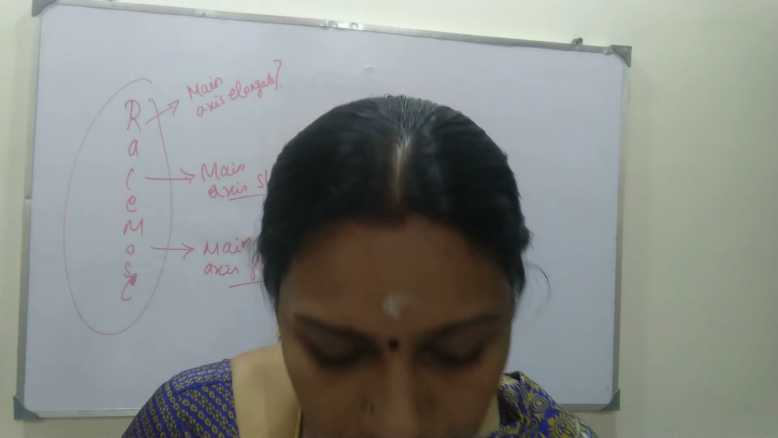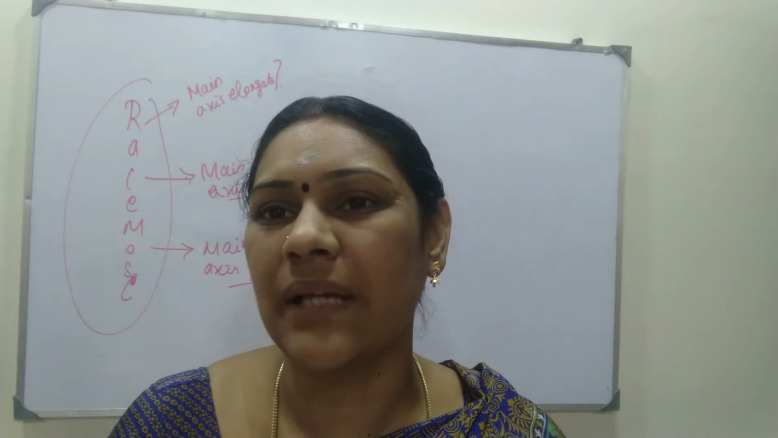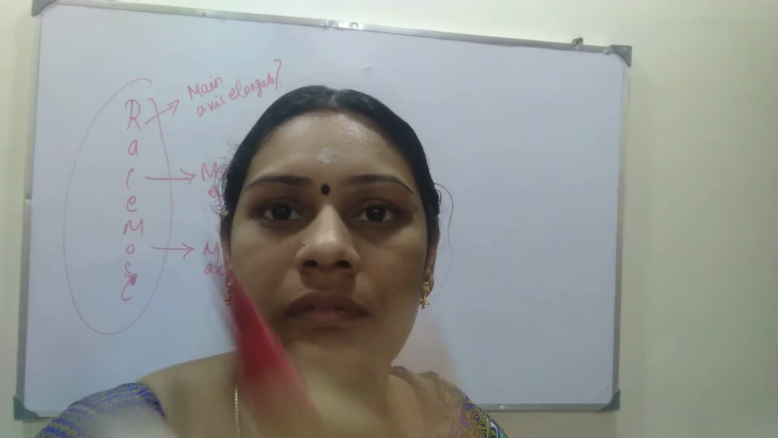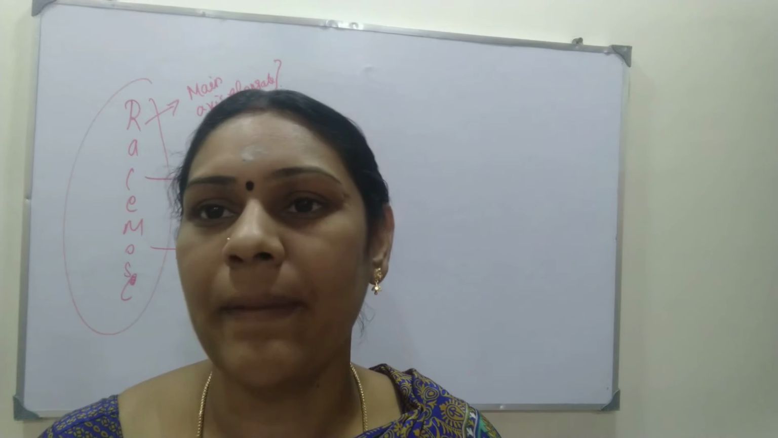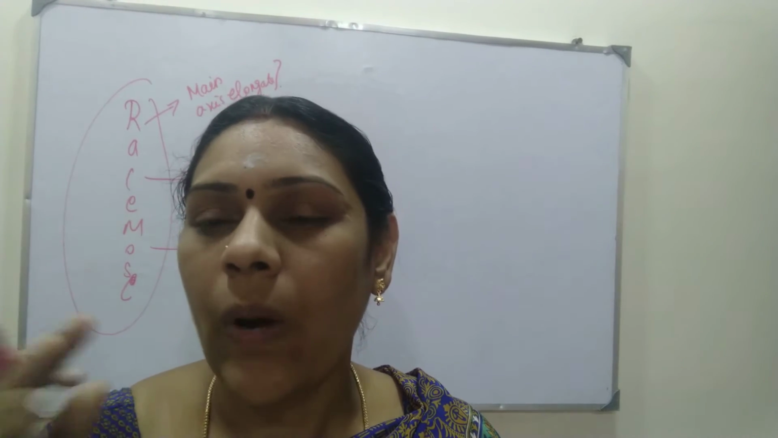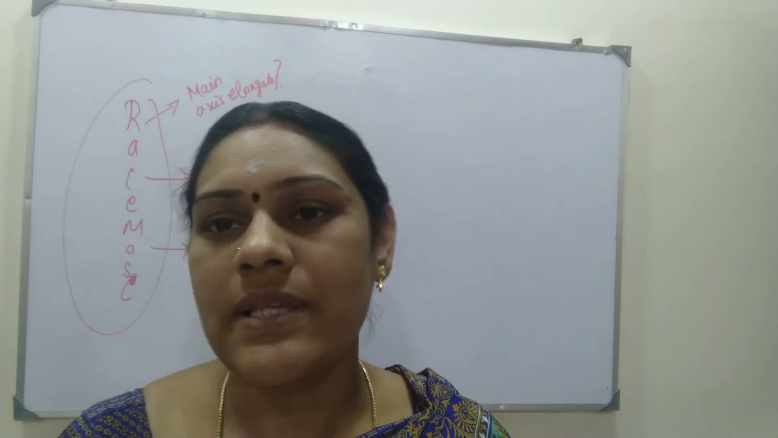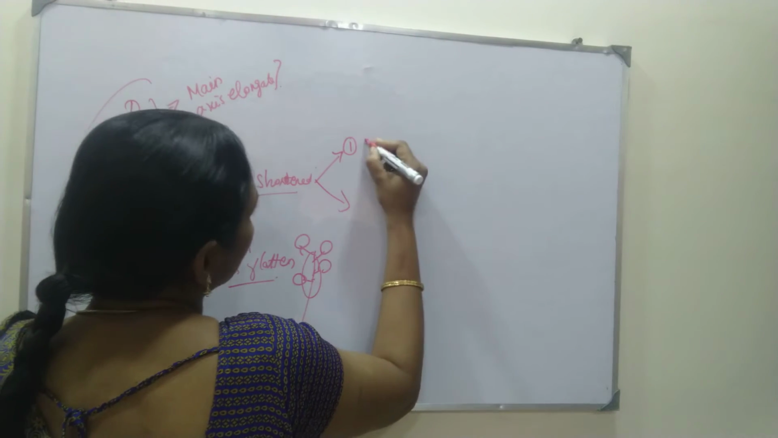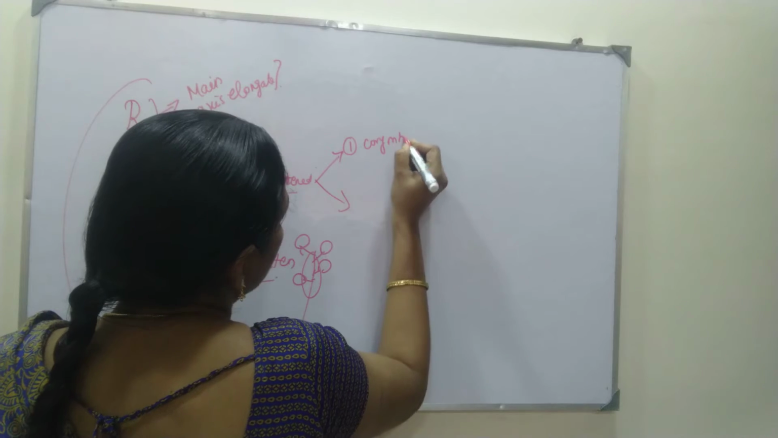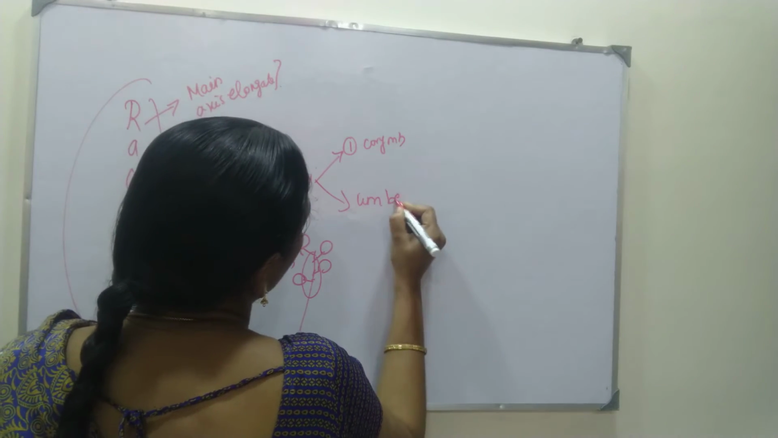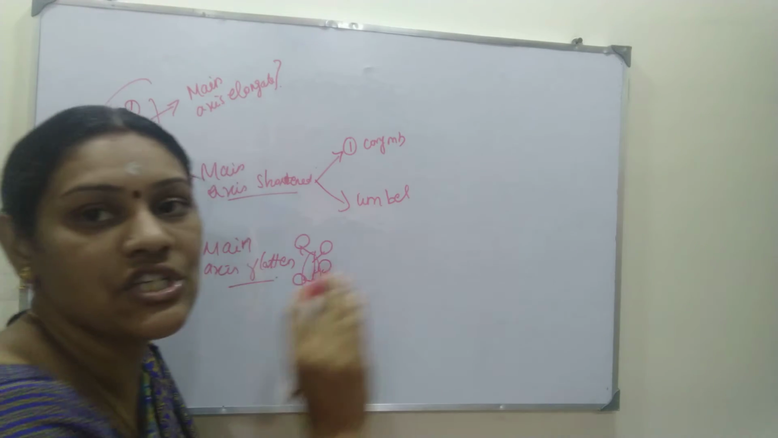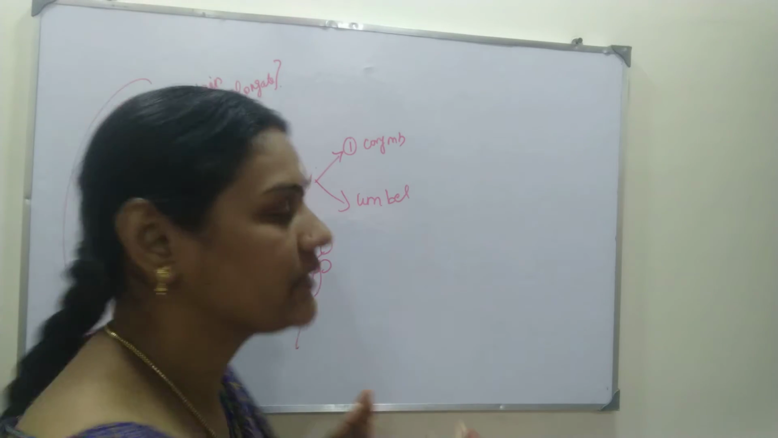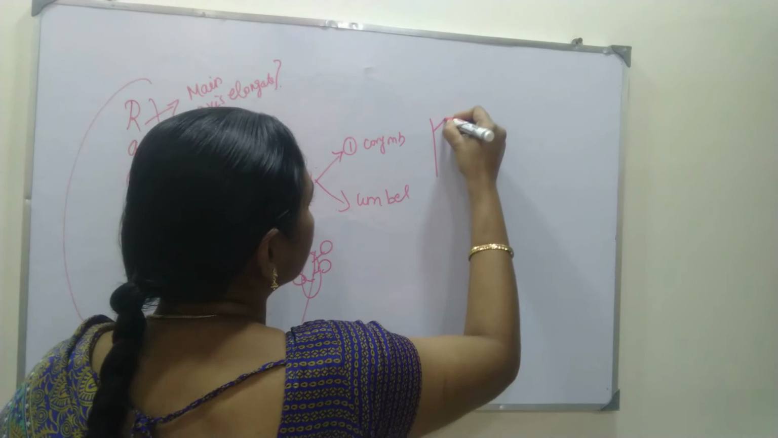And the next one is the main axis shortened type. That is very important. There are two types in the main axis shortened: one is corymb, another one is umbel. So it consists of two types, corymb and umbel. Corymb, for example, is an inflorescence like this.